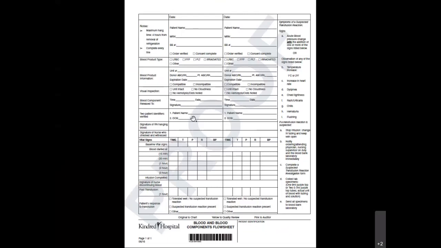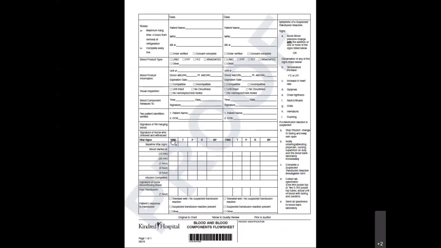2 patient identifiers. You want the signature of the RN spiking the blood. It has to be an RN. There has to be 1 RN verifying the type and cross. There has to be 1 RN verifying the blood component, and the RN has to spike the blood. The RN also has to complete the first 15-minute initial assessment for reactions. After that, it can go back to the LPN if it was the LPN's patient who needed the blood transfusion, or delegation to the LPN.